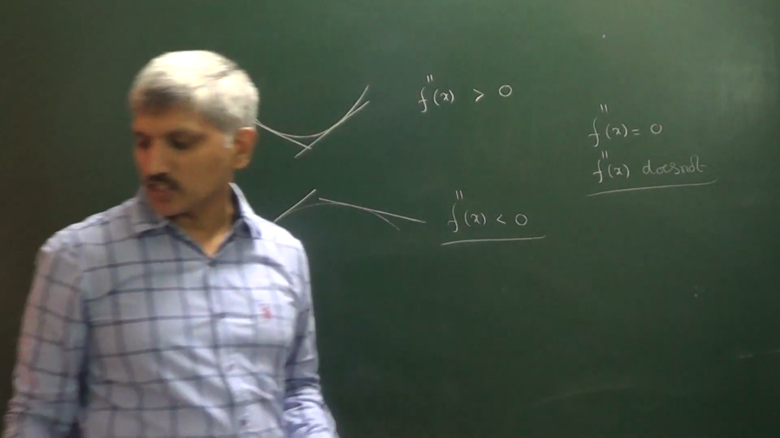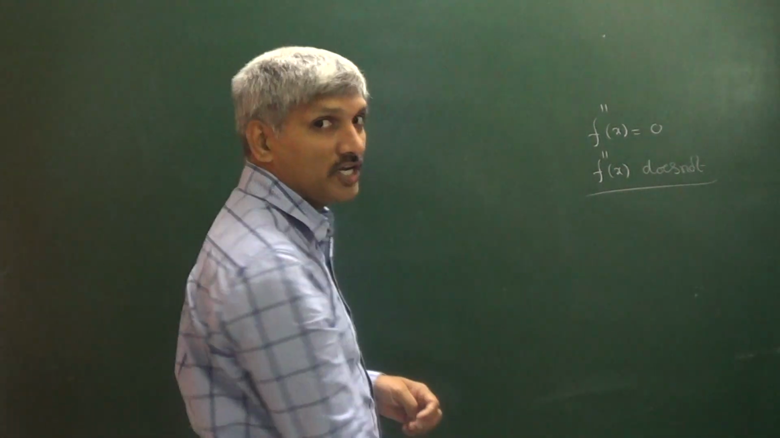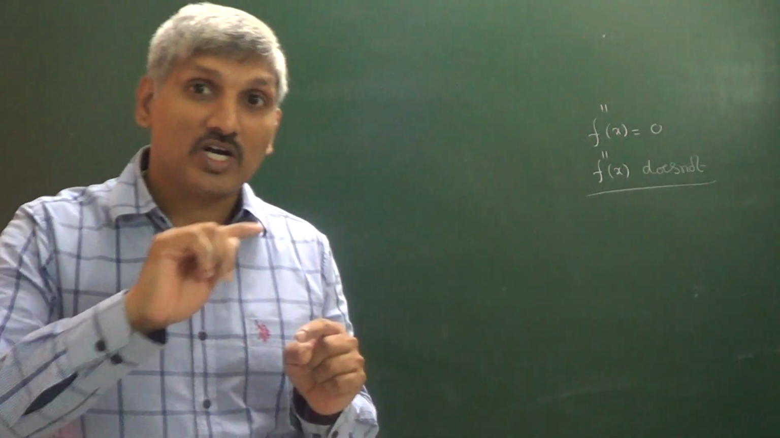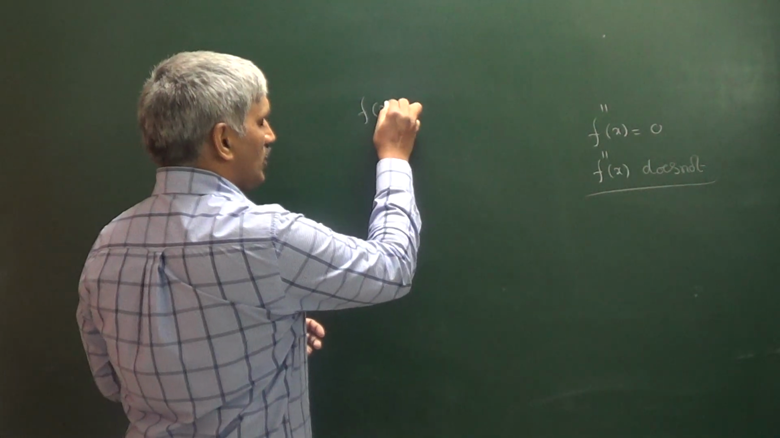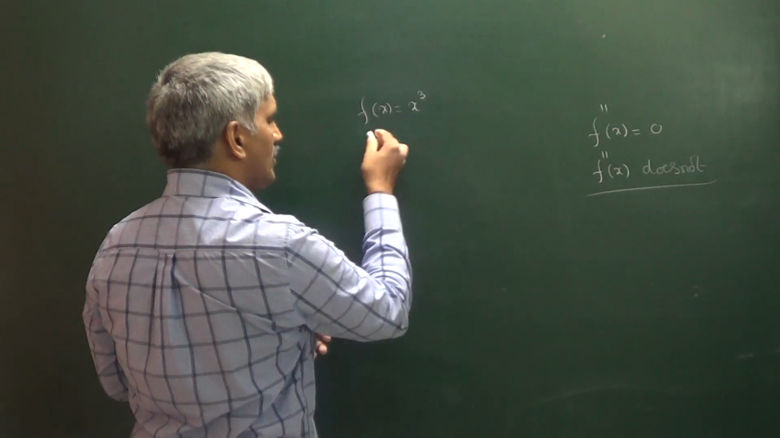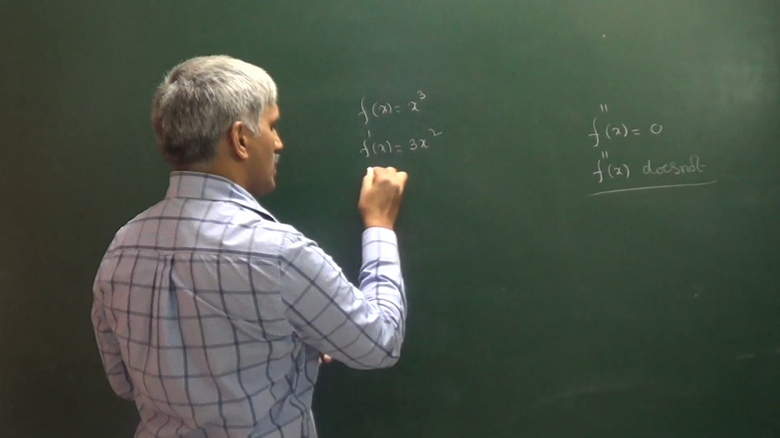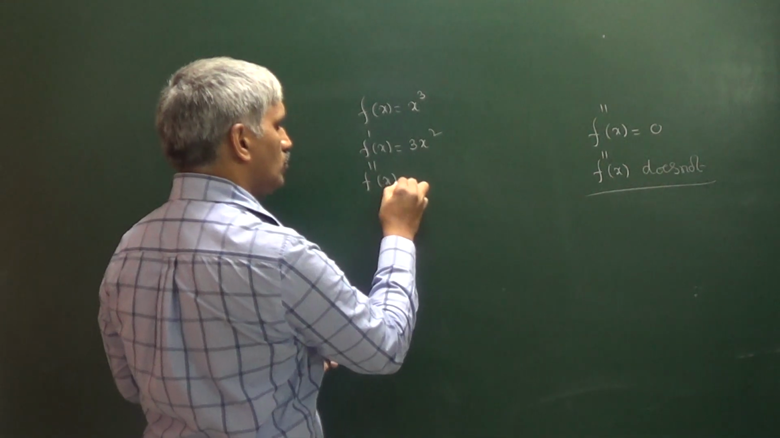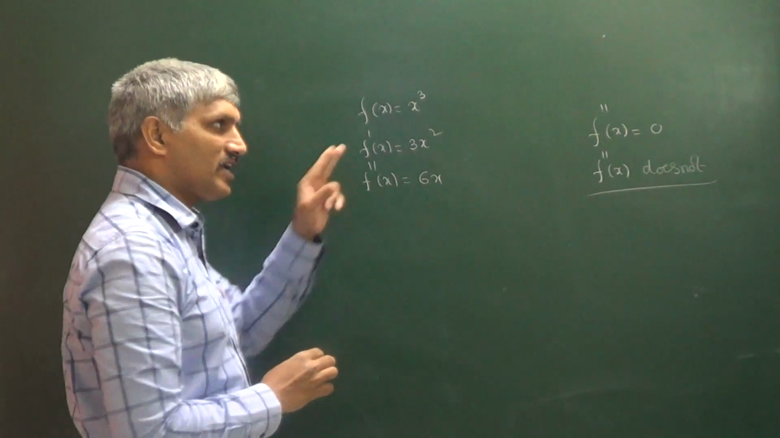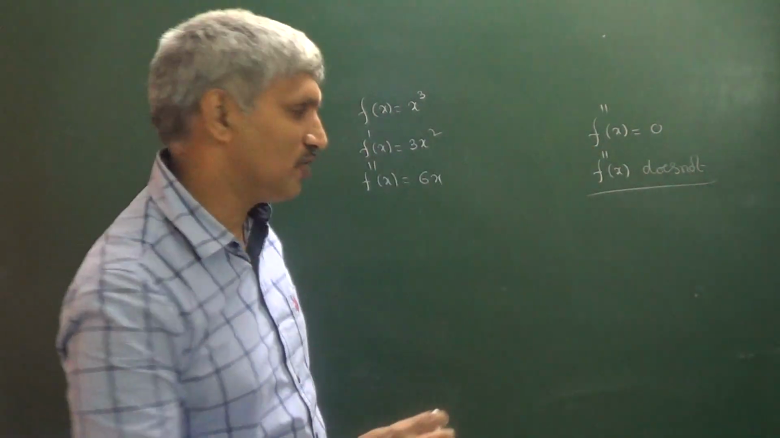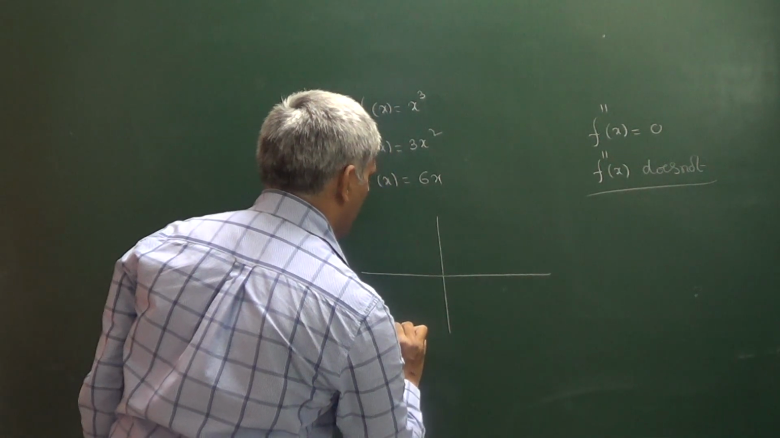Where f double dash of x is equal to 0 or where f double dash of x does not exist, then the curve's concavity changes. You can observe the graph of f of x equal to x cube. Can you tell me its differentiation? f dash of x is equal to 3x square and f double dash of x is equal to 6x. When x is equal to 0, it becomes 0, right? So where the double differentiation is equal to 0, the curve changes its concavity.